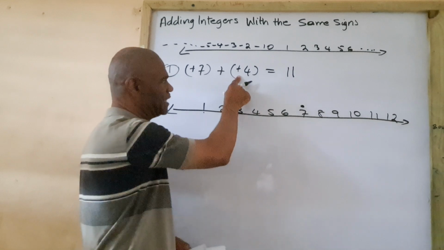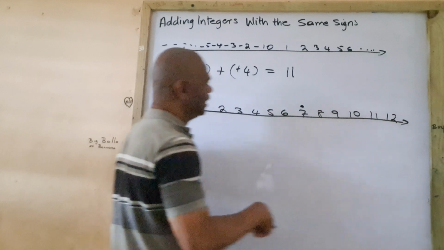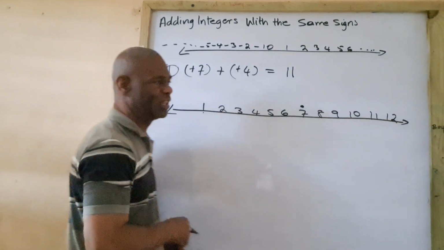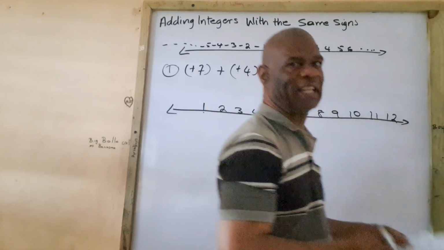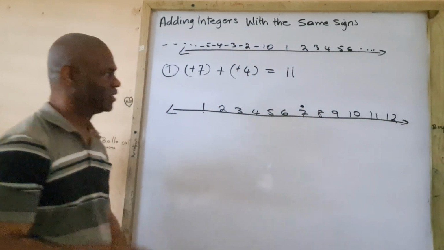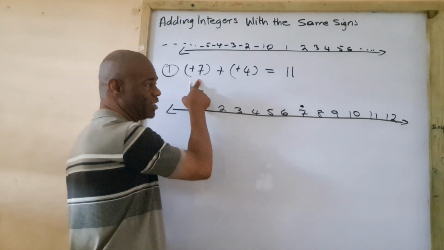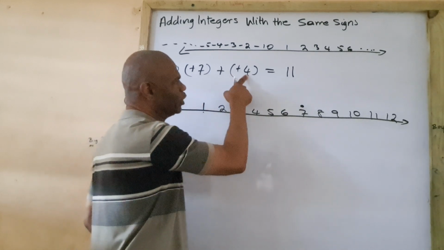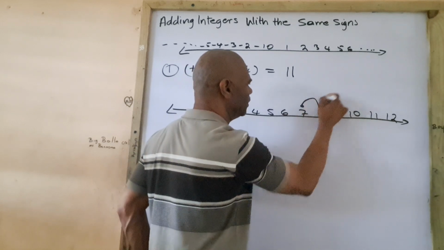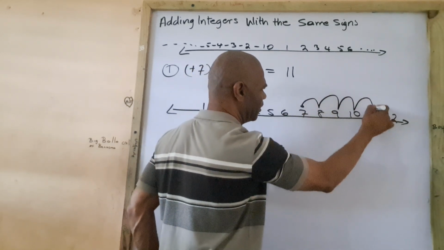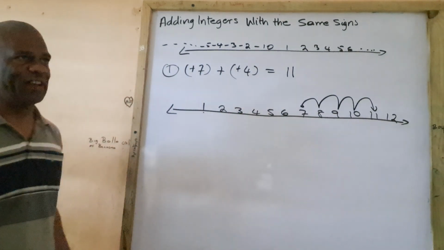So a positive sign tells us to move to the right. If the sign was negative, then it would have moved to the left. Alright? So a positive sign is a movement to the right, a negative sign is a movement to the left. So we have identified this. This is our starting point 7, and we're going to move 4 places to the right. Very good. So we go 1, 2, 3, 4.